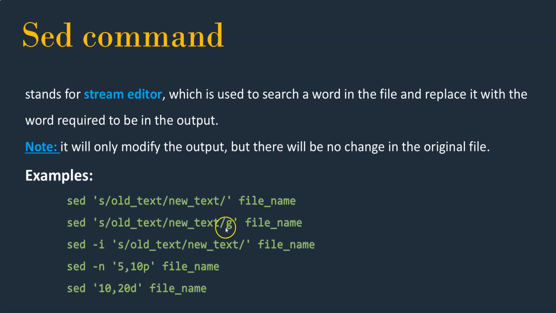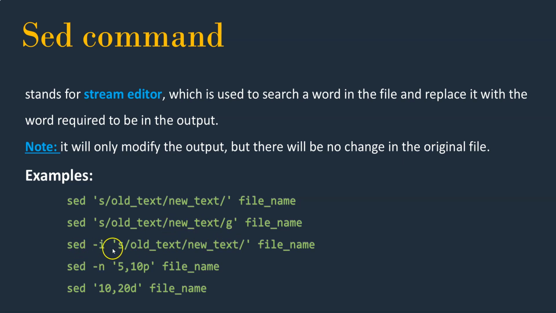The difference between this command and the previous command is that if it finds old text alone, then only it is able to change it. If it is part of a word, then it won't change. For example, I want to change hi with hello. Then if it finds hi dedicatedly, then only it is going to change it with hello. But in this case, if hi is part of some other word, still it is going to replace. So that is the option with the g.